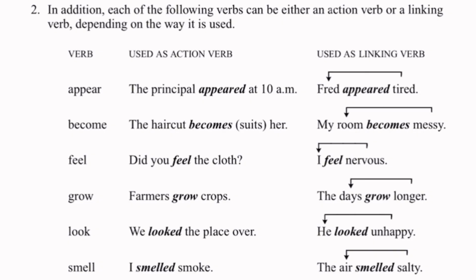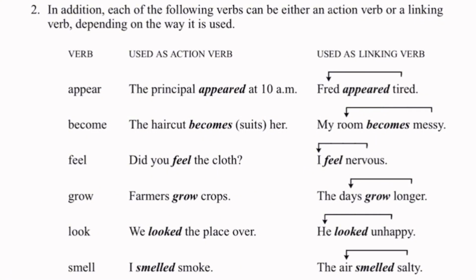Let's look at these verbs. Let's look at appear. It is possible for appear to be used as an action verb or as a linking verb. The principal appeared at 10 a.m. That is an action verb. What happened to the principal? What action is the principal doing? He appeared at 10 a.m. But look at that one. Fred appeared tired. Appear there is linking Fred with tired.